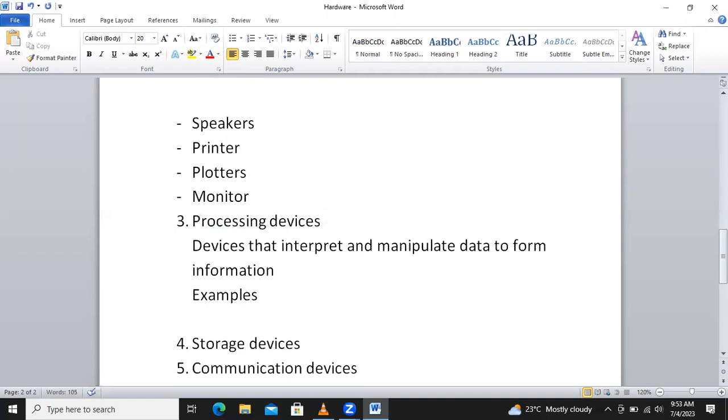Examples include the CPU. Did you find out some? The CPU is one main processing component we have in a computer. Then we have the memory. I call it RAM. We have ROM and cache.